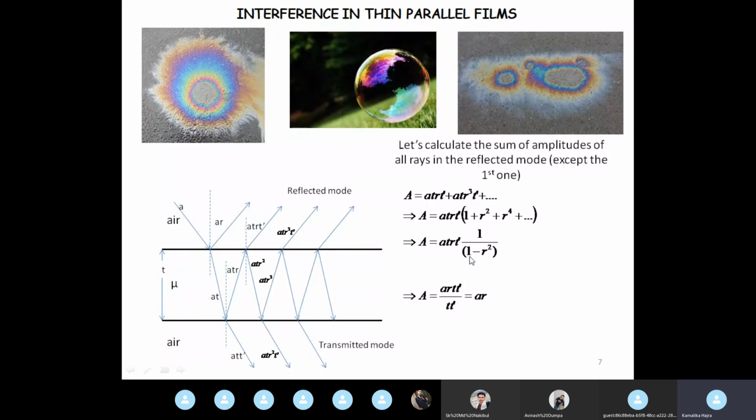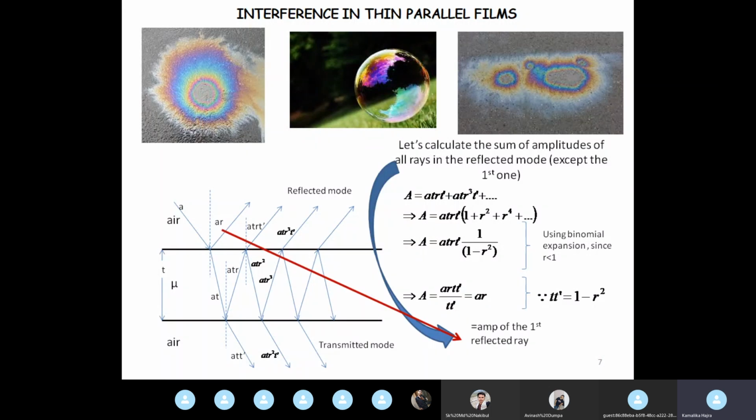So it will be like this, and since r is less than 1, using binomial expansion, we can write 1 plus r square plus r to the power 4, this series, as 1 by 1 minus r square. But from the Stokes' law first part, we saw that 1 minus r square is t prime. So we get the amplitude of all the rays except the first one as ar, which means that the amplitude of all the rays in the reflected mode is equal to the amplitude of the first reflected ray.